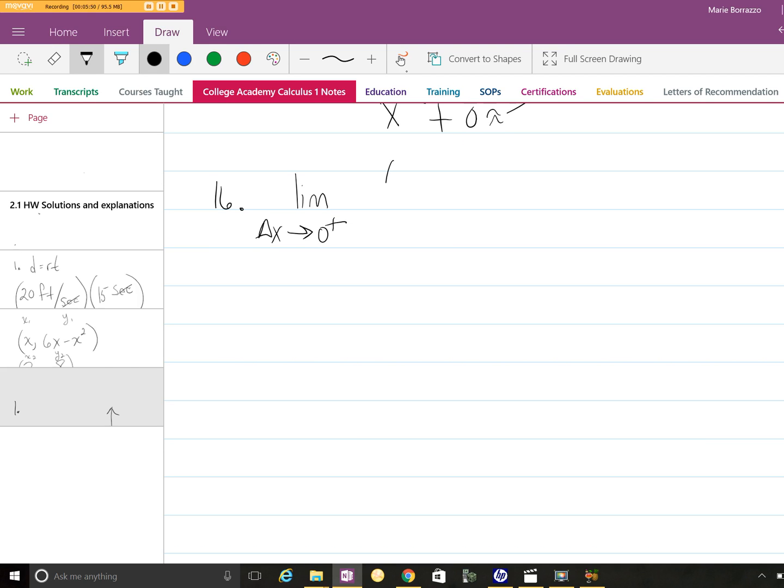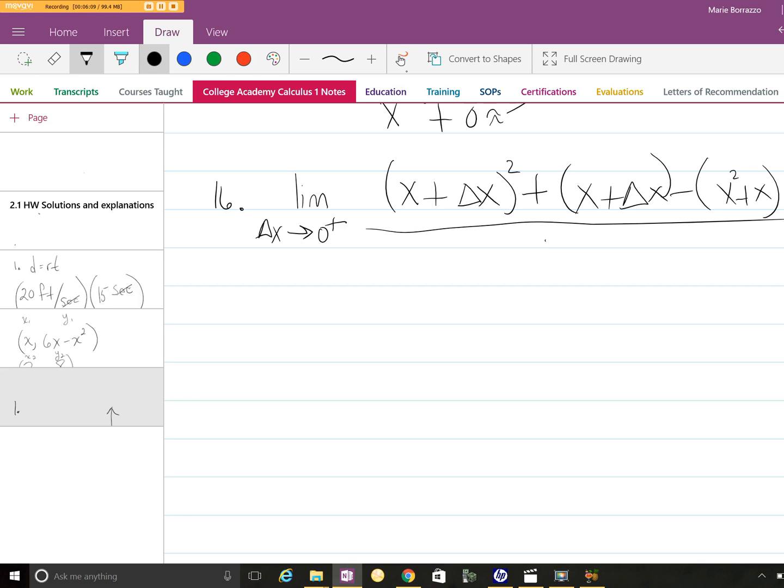The equation that we have is x plus the change in x squared plus x plus the change in x, minus x squared plus x, all of this over the change in x. So there's a couple of things we want to do. Step 1 is we want to definitely FOIL this out. Step 2, I definitely want to distribute out that negative. And so those are the first two things I'm going to do.